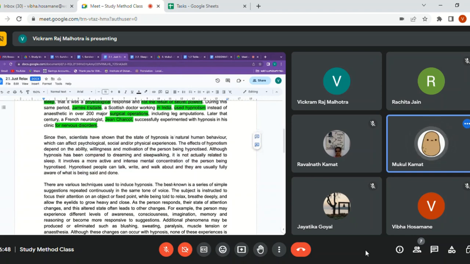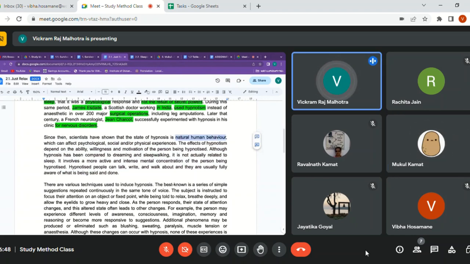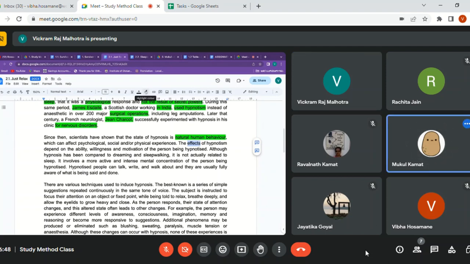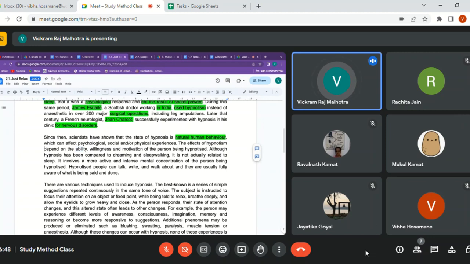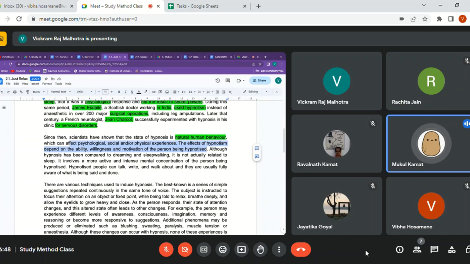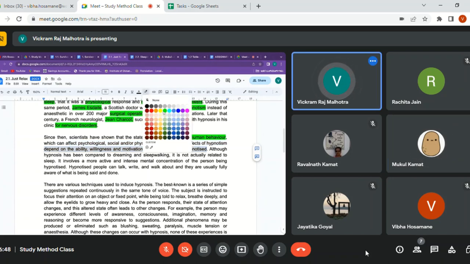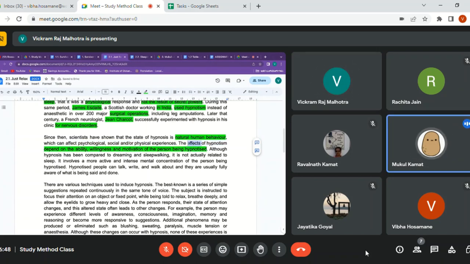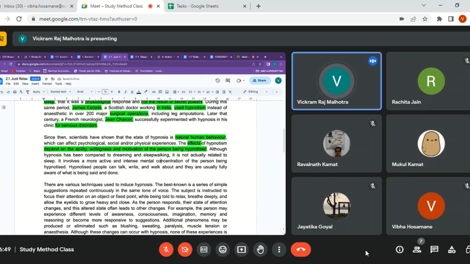Natural human behavior. Very good. It's a natural human behavior. Excellent. Then? Ability, willingness, and motivation. It depends on ability, willingness of the person. Which person? The person being hypnotized. What depends on all this? The effects, correct. Effects depend on ability, willingness, and motivation of the person being hypnotized.